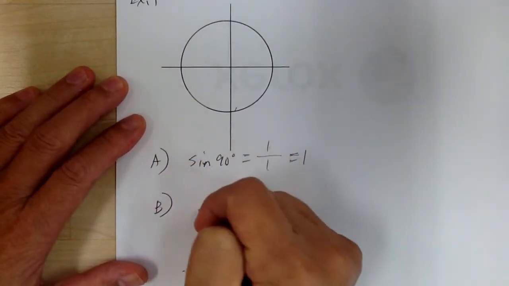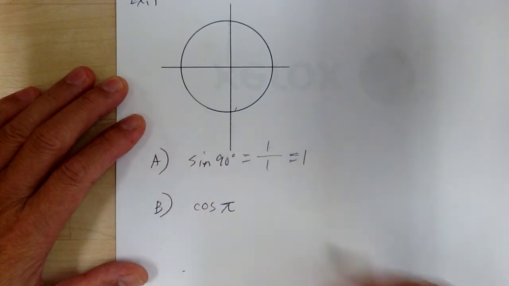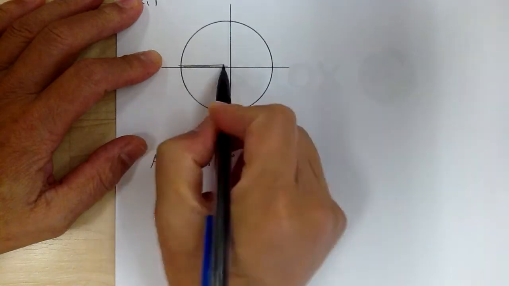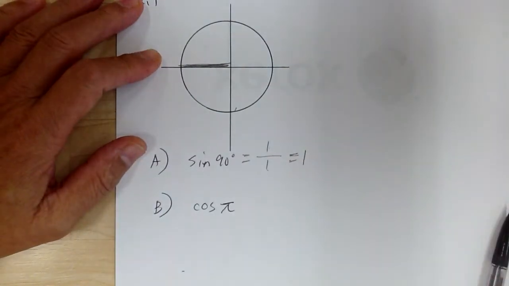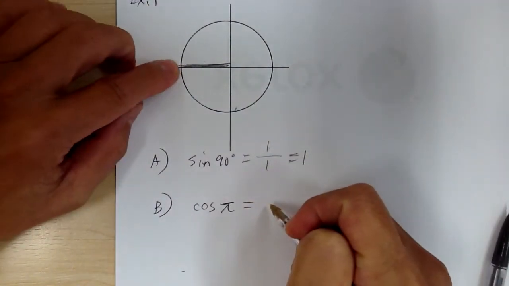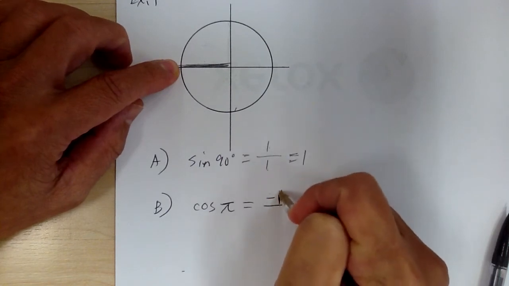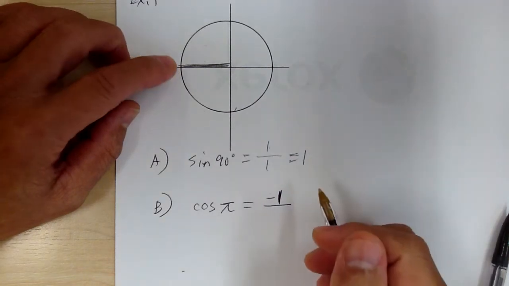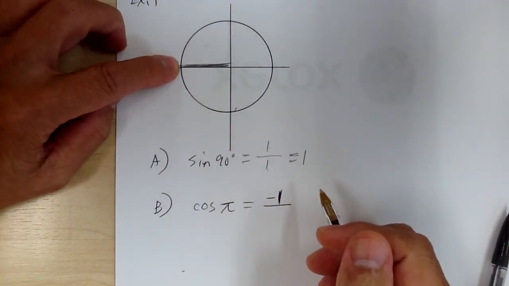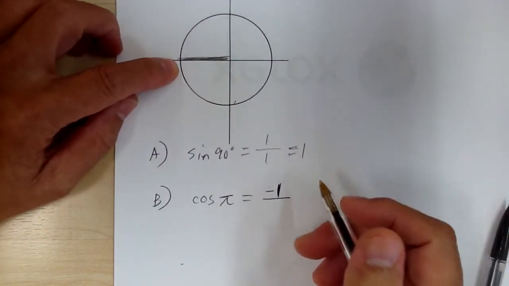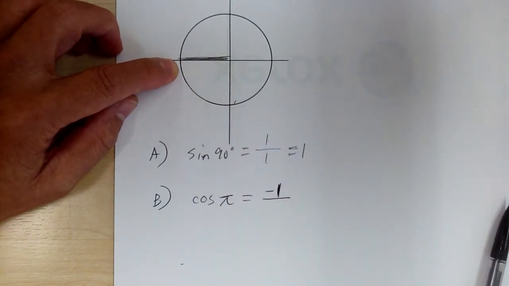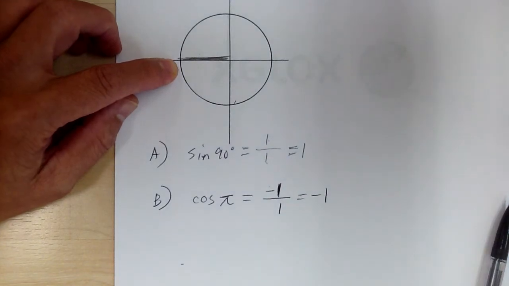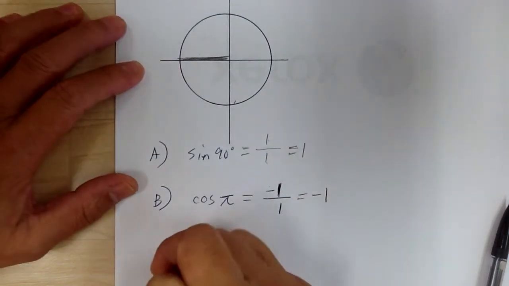For example 1b, you have cosine of pi. So you need to know that pi is right over here. The length at this position is -1. Remember, with sine and cosine, you have to watch the positive and negative. So the length of the horizontal is -1, and the radius, remember radius is always positive, will be 1, so therefore it's equal to -1. Now let's go to C.